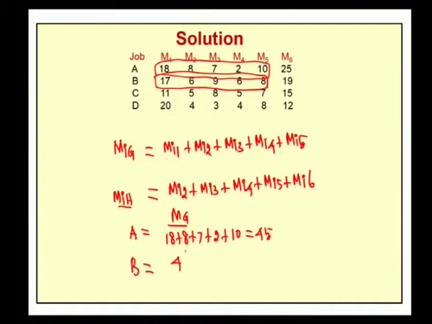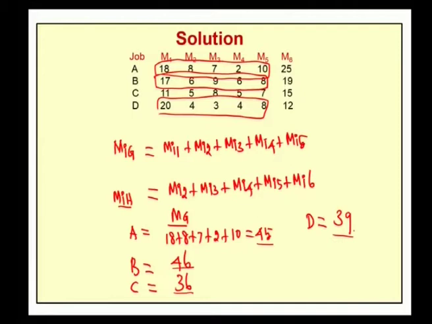The same way, the processing time for job C under machine G is 11 plus 5 plus 8 plus 5 plus 7, which is nothing but 36. And for job D, the processing time of machine G is the sum of the processing time of 20, 4, 3, 4, 8, which is 39. So, the processing time for machine G for job A is 45, for job B is 46, for job C is 36, for job D is 39.